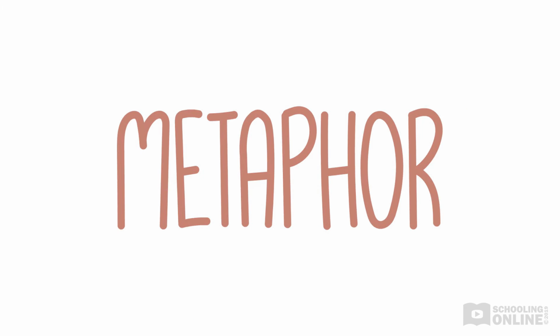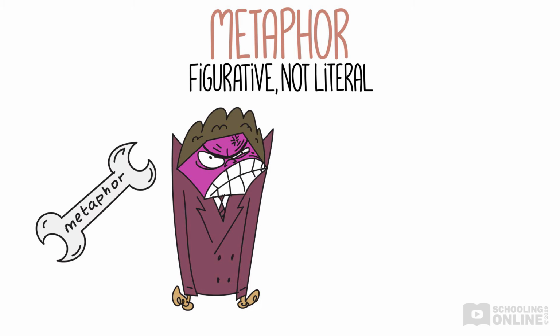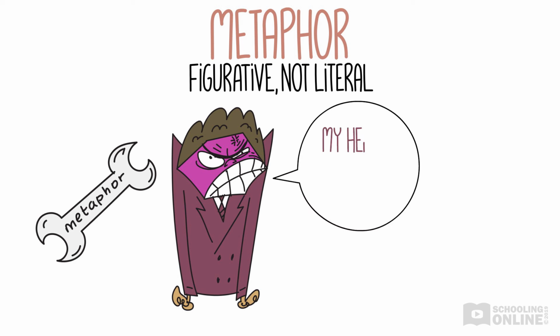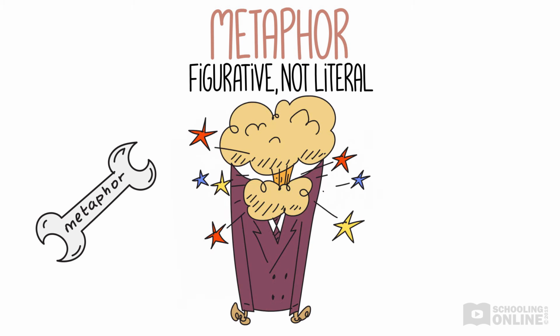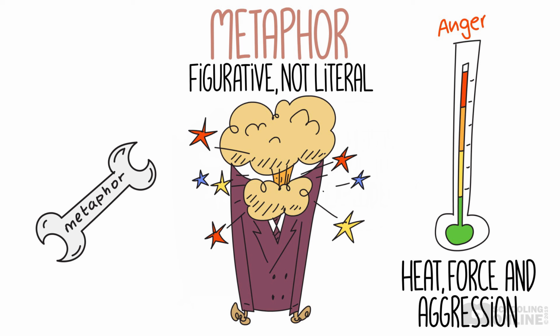The first is a metaphor. A metaphor is when you describe something in a way that is not literally true, but still captures the idea of what you are trying to say. Here is an example. When you are really angry and say that your head is going to explode, you don't literally mean that your head will blow up. Rather, you emphasize your anger by evoking the related ideas of heat and force and aggression in the image of the explosion.